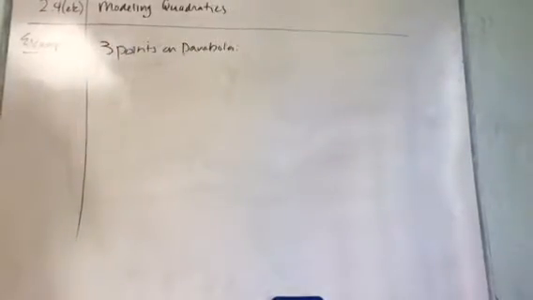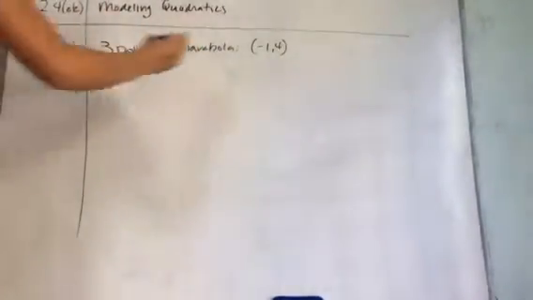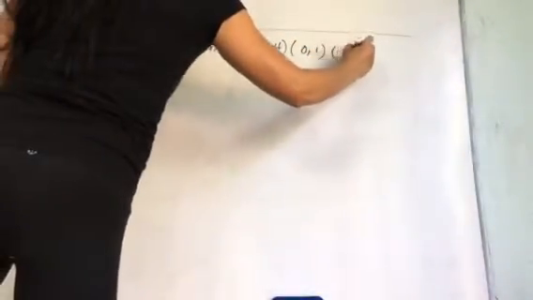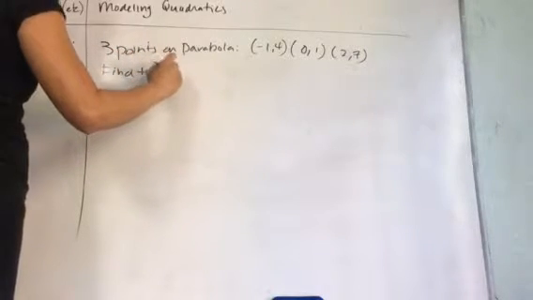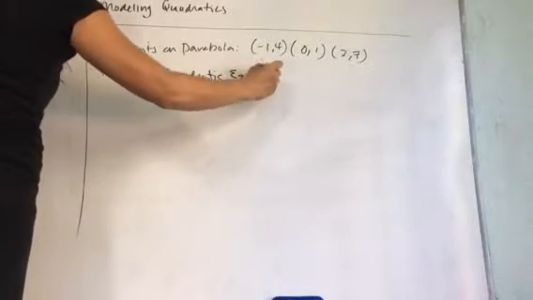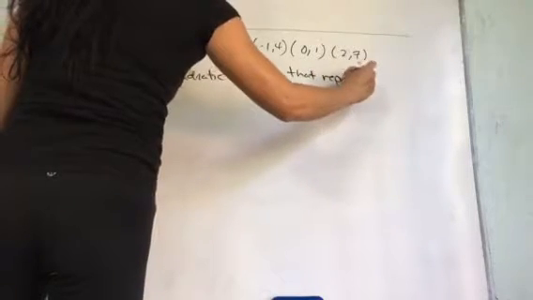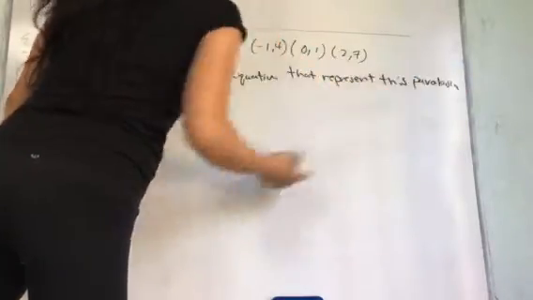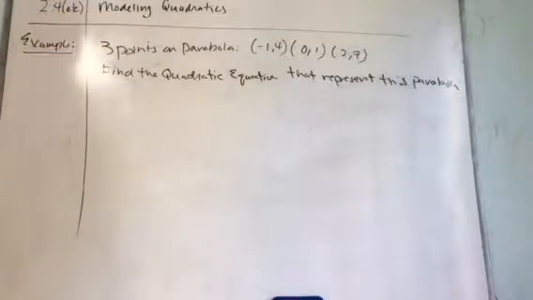The points are -1, 4, 0, 1, and 2, 7. We have to find the quadratic equation or function that represents this parabola. So we know we have a parabola that has 3 points on it, and we need to find an equation for it.